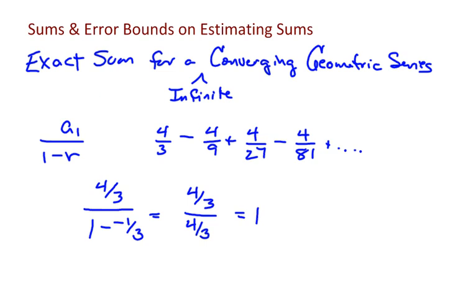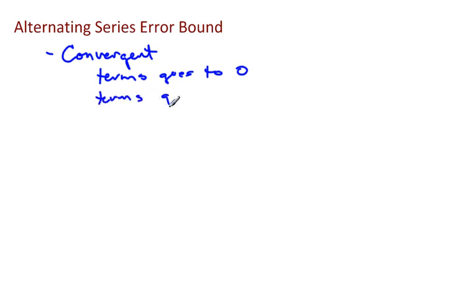All right, so let's move on to the error bounds, which is the tougher thing. Alternating series have a special error bound. Do not make the mistake of using the Lagrange error bound when you actually have an alternating series. Now, there have to be a few things true about this alternating series. First, it has to be convergent. How do we know an alternating series is convergent? The terms go to 0, and the terms get progressively smaller.